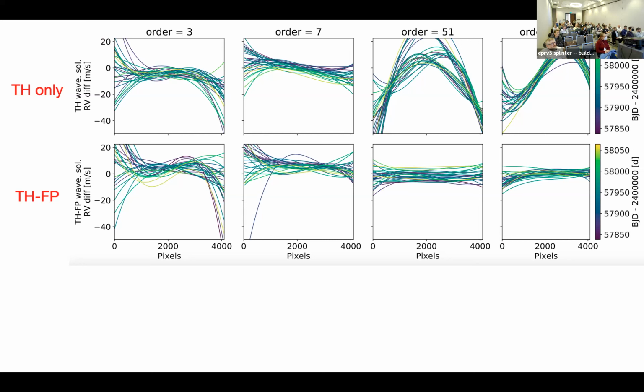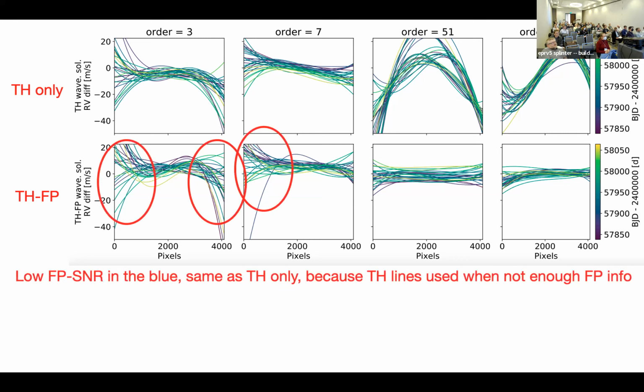Unfortunately, on HARPS and HARPS-N, for a long time, we didn't have enough flux in the blue part of the spectrum. And in fact, you can see here, the blue part is more or less exactly the same as the other one, because in this derivation, I also included that if there was not enough flux on the FP, I was just relying on the thorium lines. So this was not really an option for HARPS and HARPS-N. So we decided to go with something else.